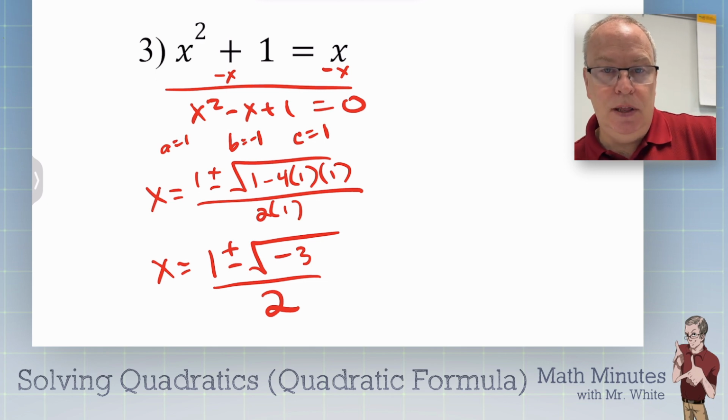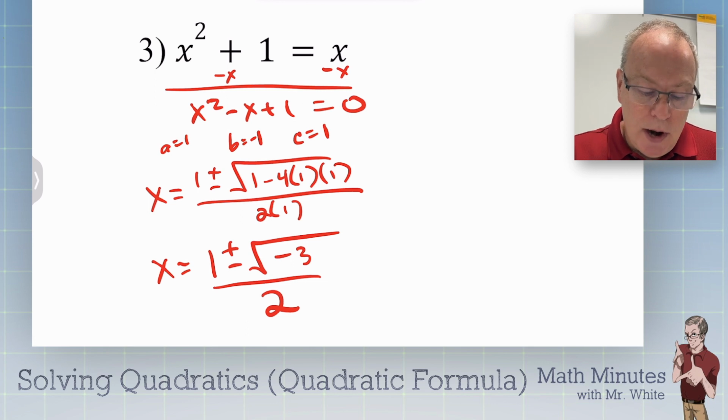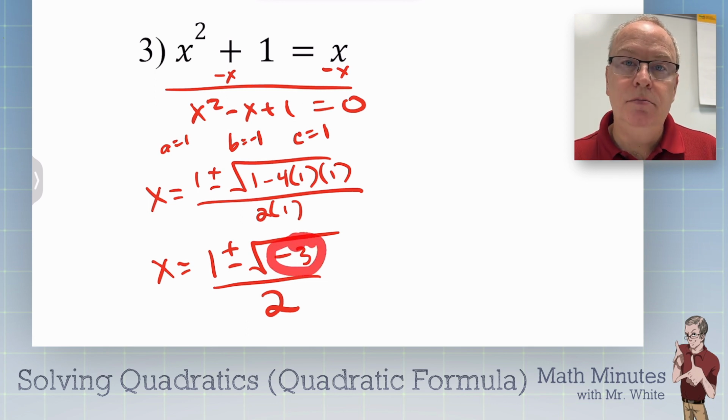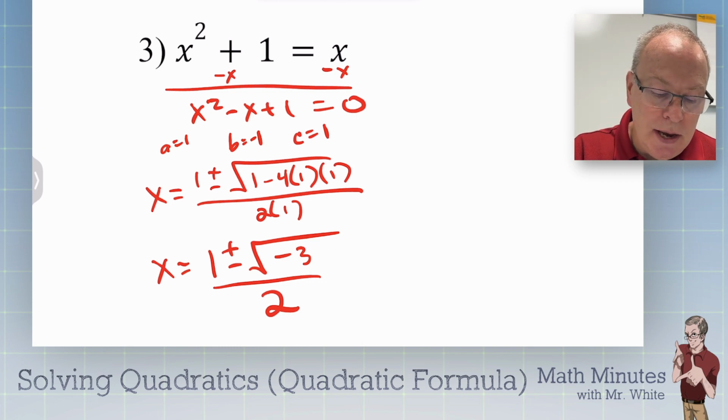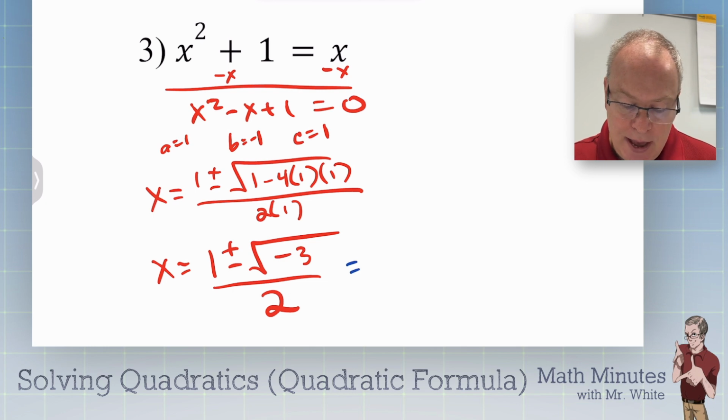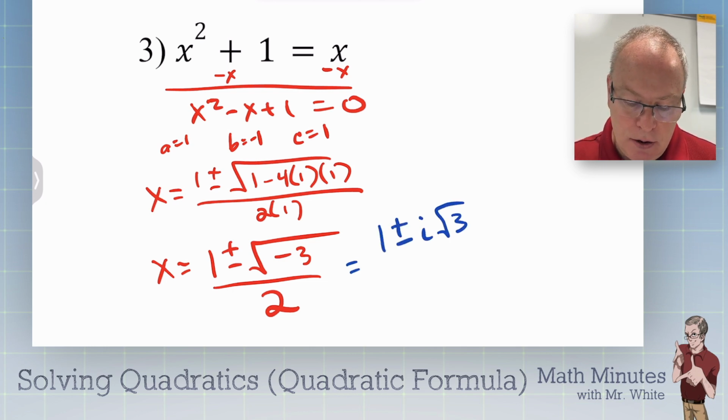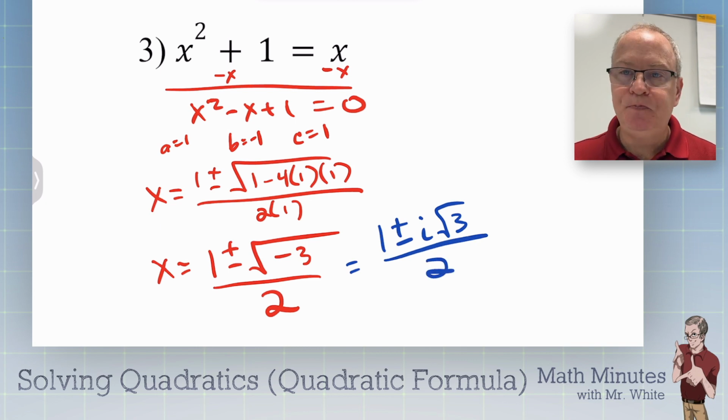How's this one different than the others? We're not allowed to have a negative under a radical, right? That's not a real number. These are called imaginary numbers or complex numbers. So we end up rewriting it as 1 plus or minus i radical 3 all over 2.